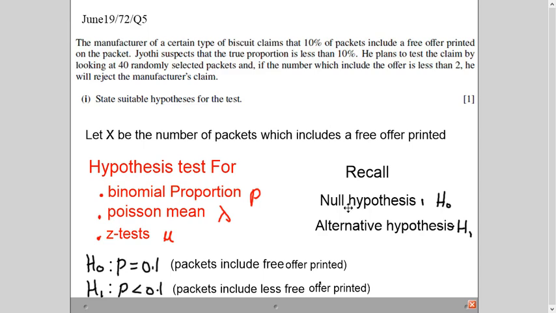If you can recall, the null hypothesis is basically a commonly accepted fact. So right now it is the manufacturer's claim, right? And other than that, everything is the alternative hypothesis. Now I'm writing less than because he was suspecting that it is less than 10%, right? And whenever we are testing this claim, we define the variable. Like in this case, what is my variable X? It is the number of packets which include a free offer printed. Okay, so let's see the next question, and that's why it has only 1 mark.